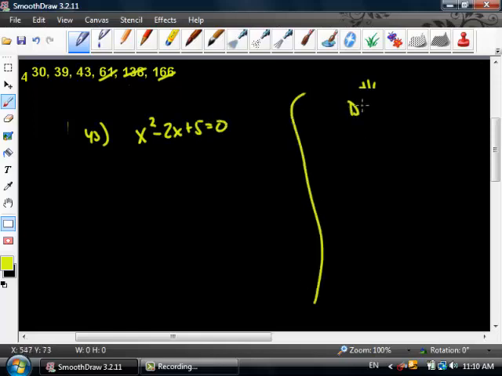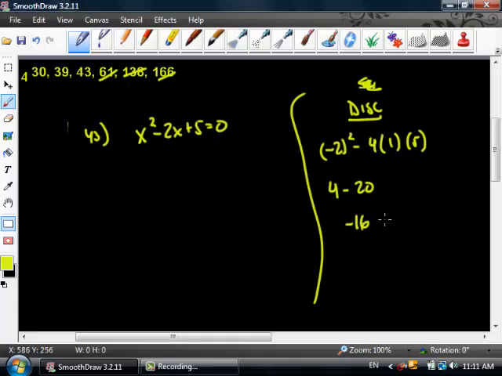First, find the discriminant. Okay, the discriminant is b squared minus 4ac, so that's b squared minus 4ac. So that's 4 minus 20. So that is negative 16. What type of solutions do I have here, Chris? 2 imaginary.